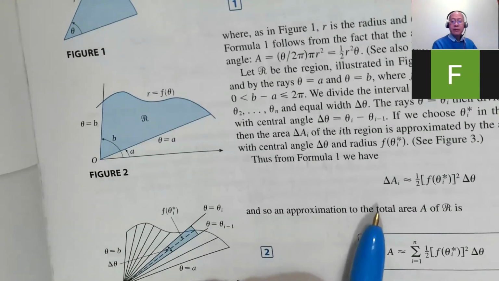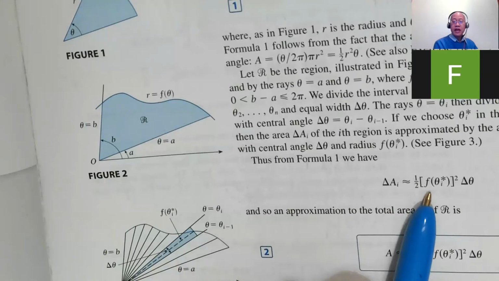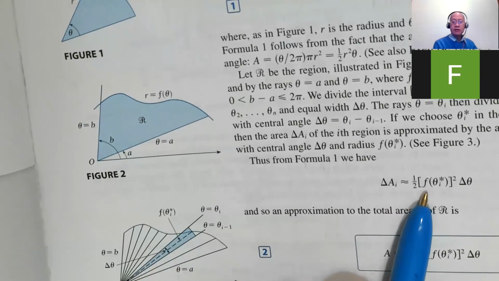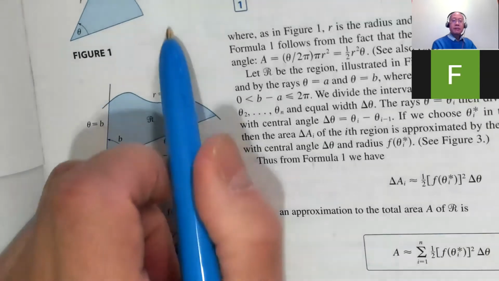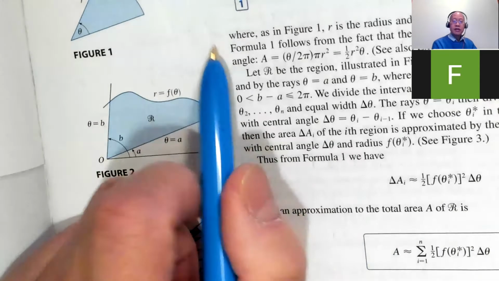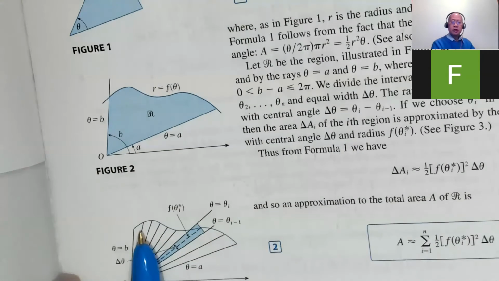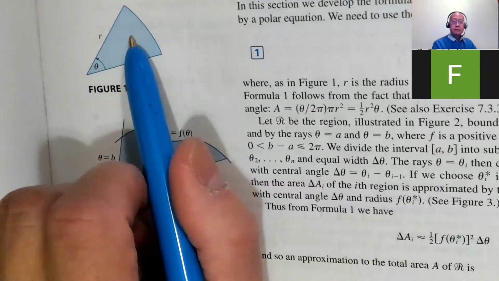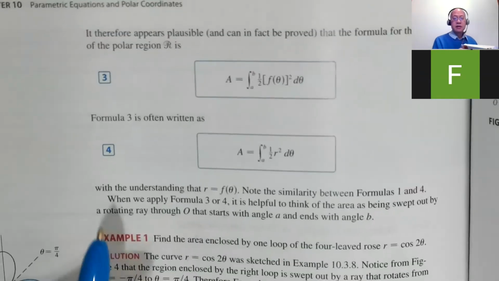Where delta A is approximately 1/2 f of theta sub i squared. That's r squared delta theta. Okay. Just like before when we were slicing this away, right? We said, okay, they're very close to being rectangles for continuous functions. So likewise here for continuous functions, the picture looks more and more like this. And so we end up taking the limit. And so it ends up being this.